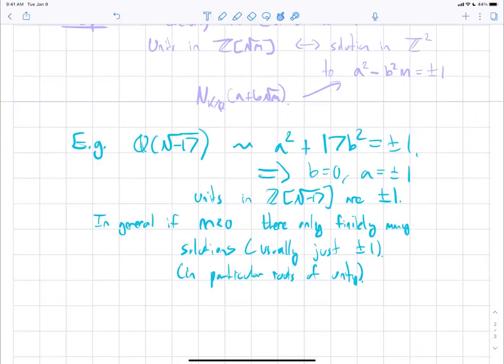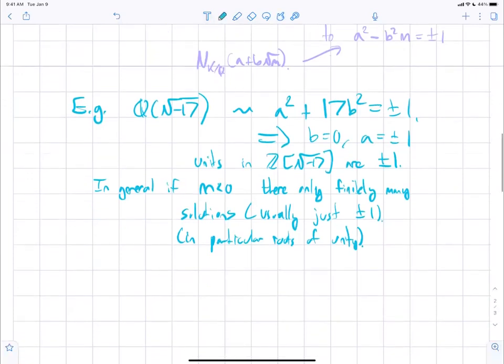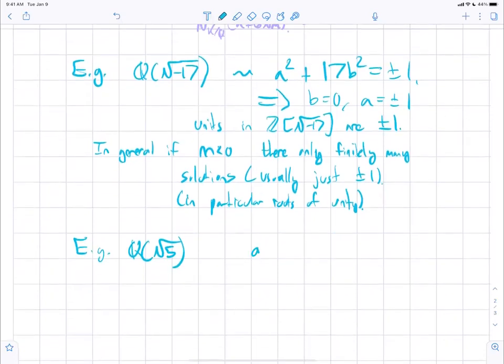Okay, so that's good, but this is not as nice if we leave this world. So let's look at a positive m. Let's look at Q of the square root of 5. Then we're looking at a squared minus 5b squared is equal to plus or minus 1.